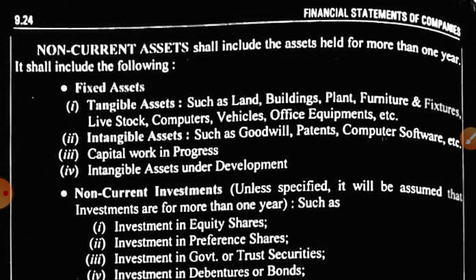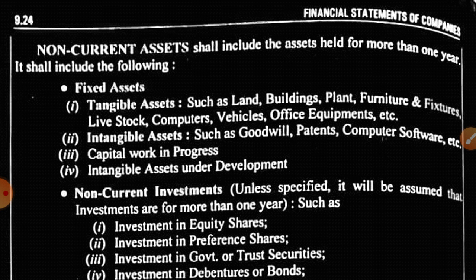Now we'll have the explanation of the asset side. Yes or no? So there are two sides, and is the format horizontal or vertical? Yes, it's vertical, not horizontal. Horizontal is followed in partnership accounts, not in company accounts. Okay. Now assets. Then we have two heads. What are they? Non-current assets and current assets. So these are the heads.